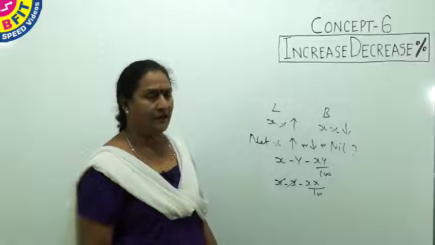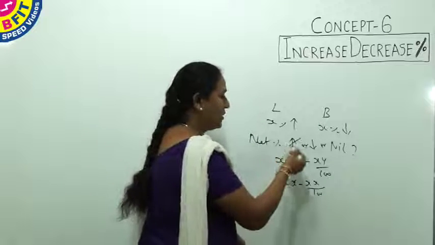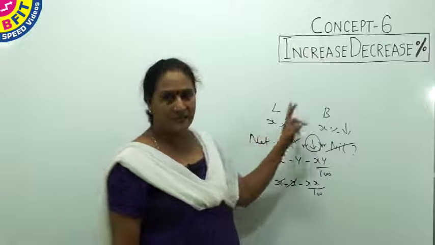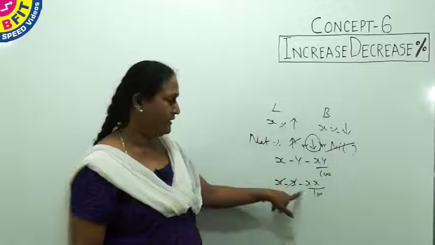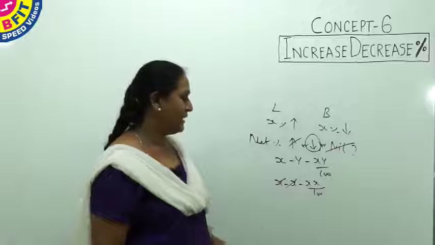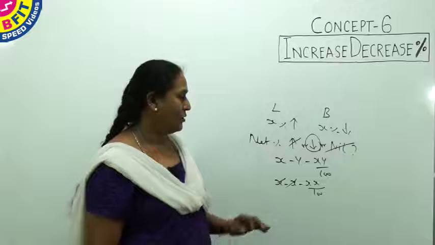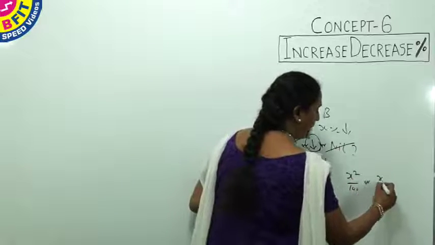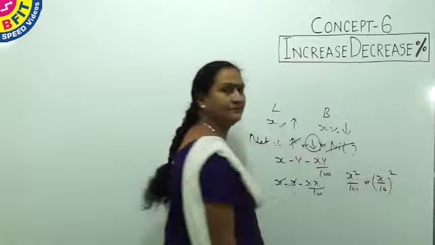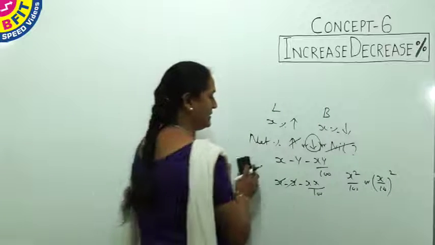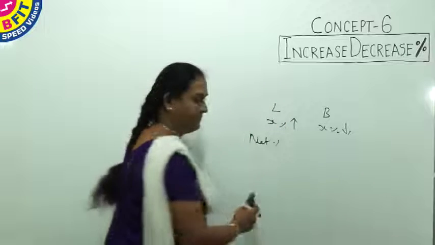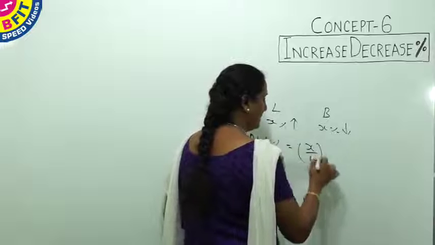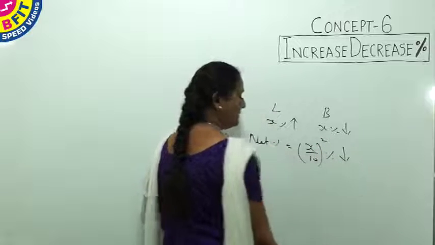Overall we have a negative sign, which means that the net effect is not increase or nil effect. It is always decrease effect. So whenever same percentage increase or decrease, it will be always a decrease effect. So decrease percentage will be equal to x square by 100, or we can write this as x by 10 the whole square. So whenever there is same percentage increase or decrease, it is always decrease percentage x by 10 the whole square percentage.